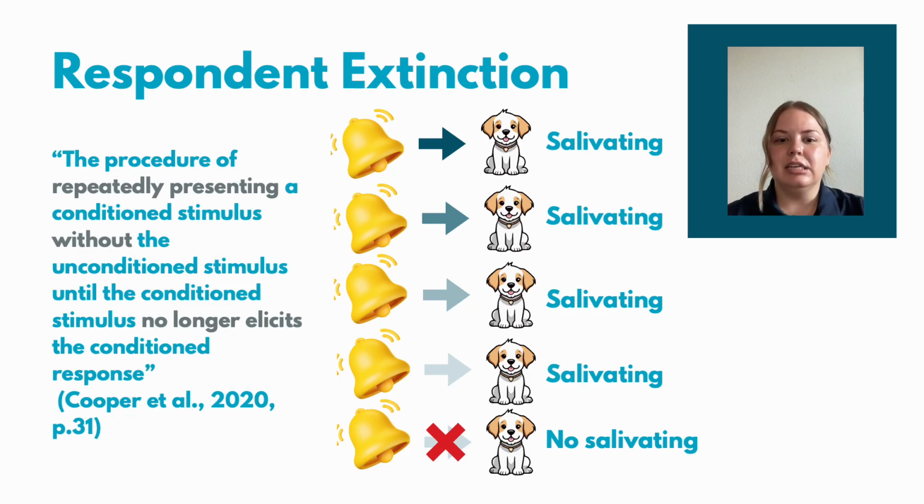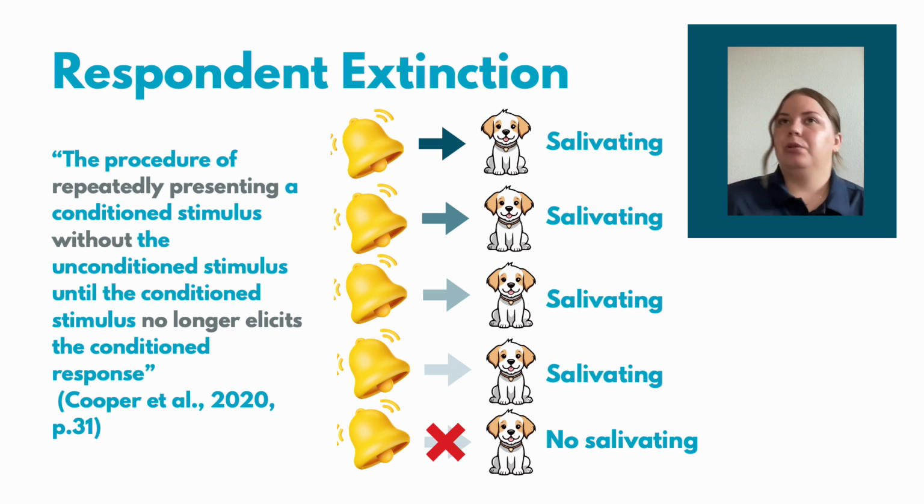Respondent extinction is the procedure of repeatedly presenting a conditioned stimulus without the unconditioned stimulus until the conditioned stimulus no longer elicits the conditioned response. So let's go back to our Pavlov's dog, right? We've established that the bell is a conditioned stimulus, and now when we ring the bell, the dog's going to salivate because we've paired the bell with the dog food. Every time we've come in, we've rung the bell while we give the dog the food.